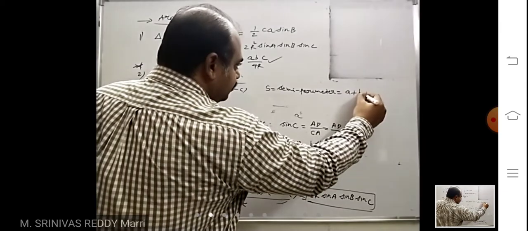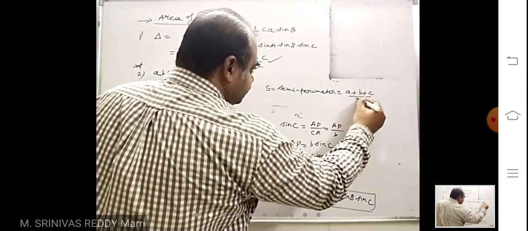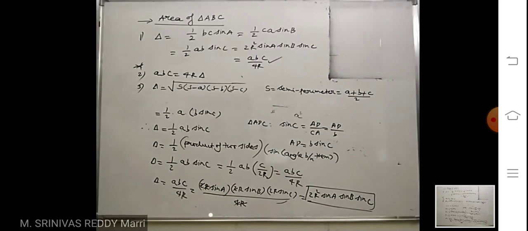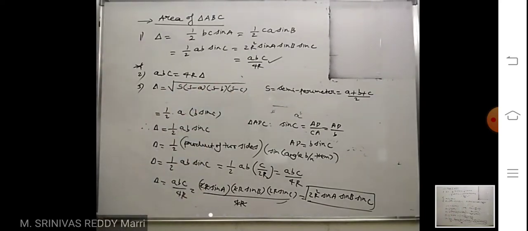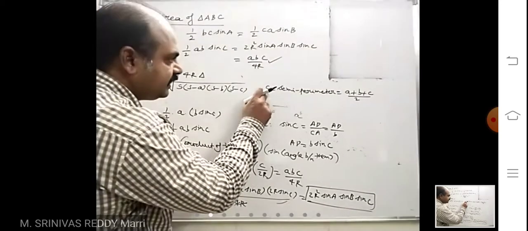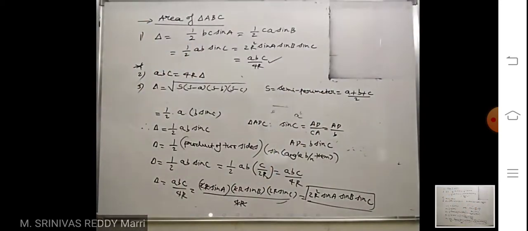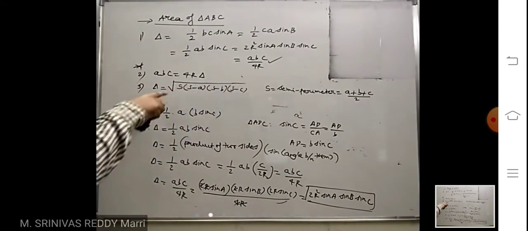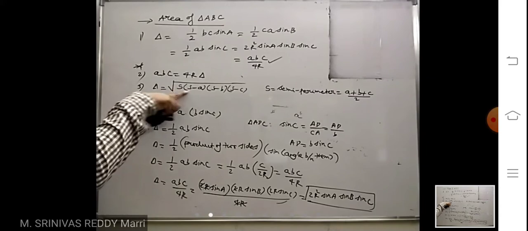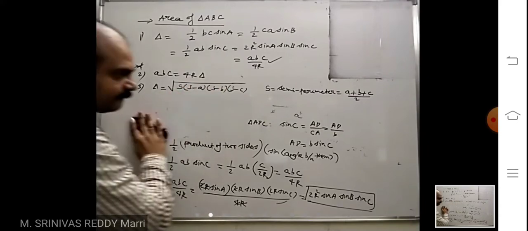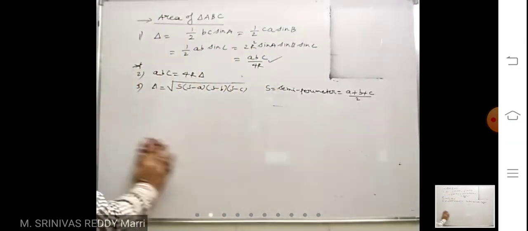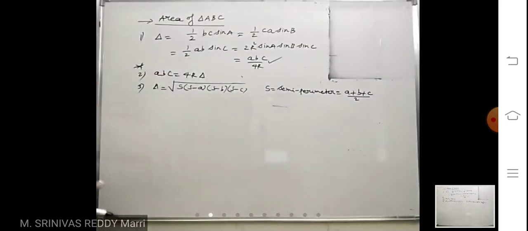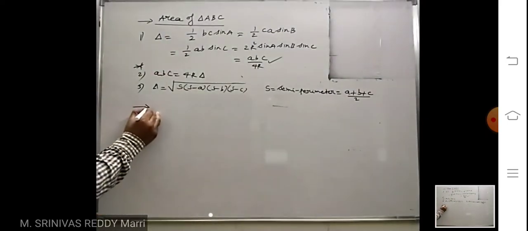s is nothing but a plus b plus c by 2. This formula will be used if you know all the sides a, b, c. Then we will calculate s as a plus b plus c by 2, and then use this formula to calculate the area of the triangle. This is one more formula. No need of proof here, just remember this one. Now look at how to apply. Look at one problem.